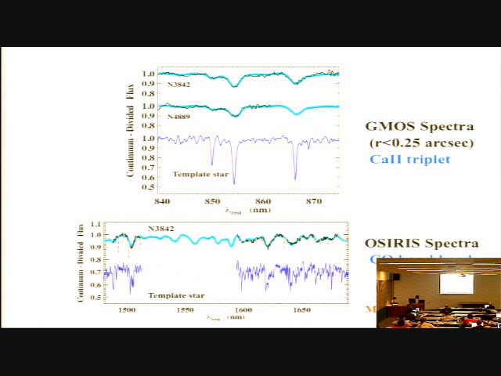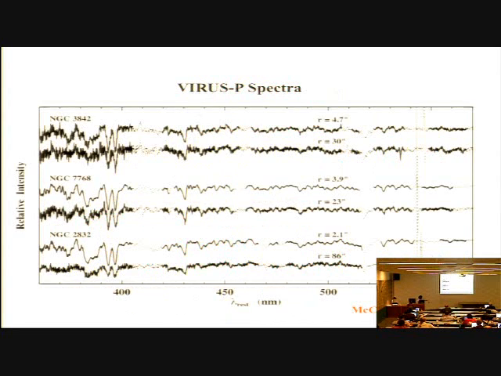And for OSIRIS, for example, we use the CO H band. And for VIRUS-P, it's more in the optical, and here we show you the spectra from different regions of each galaxy. Okay?